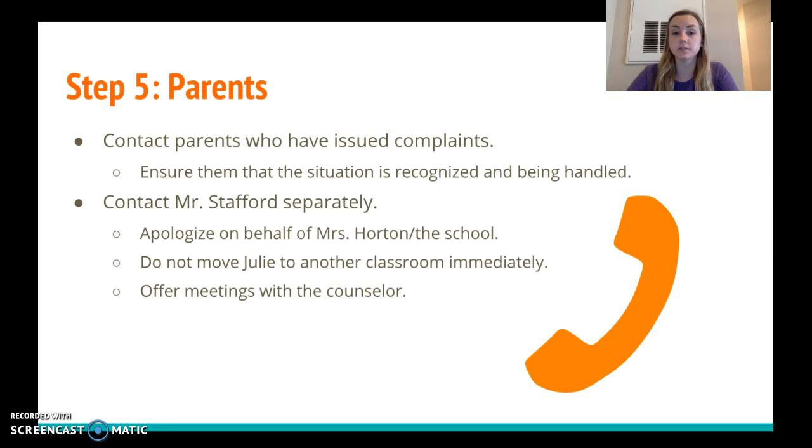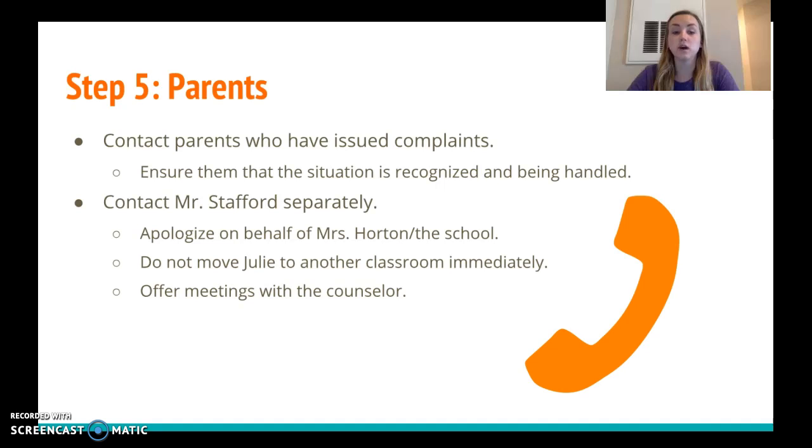I would not share the specifics of the plan with them, just because I think that's between Mrs. Horton and I, but I would assure them that there is a plan to ensure progress is being made, and to let me know if they have any future concerns. I would contact Mr. Stafford specifically, separately, and apologize on behalf of Mrs.